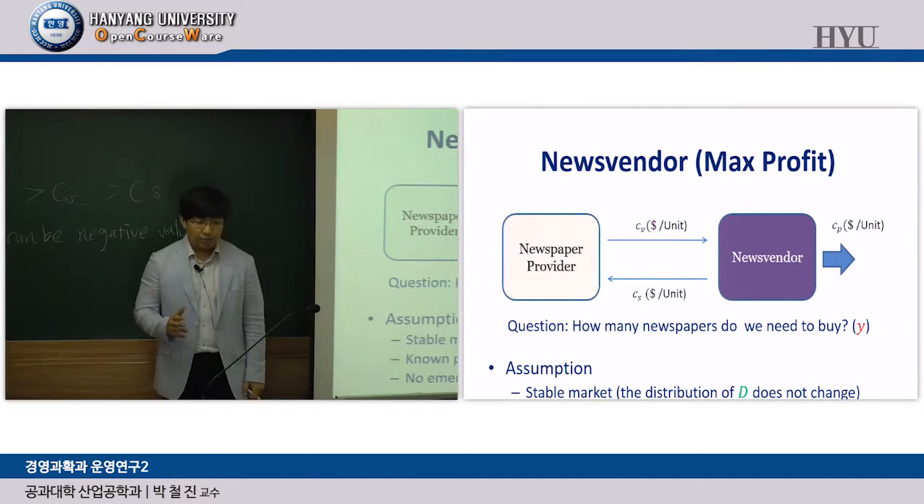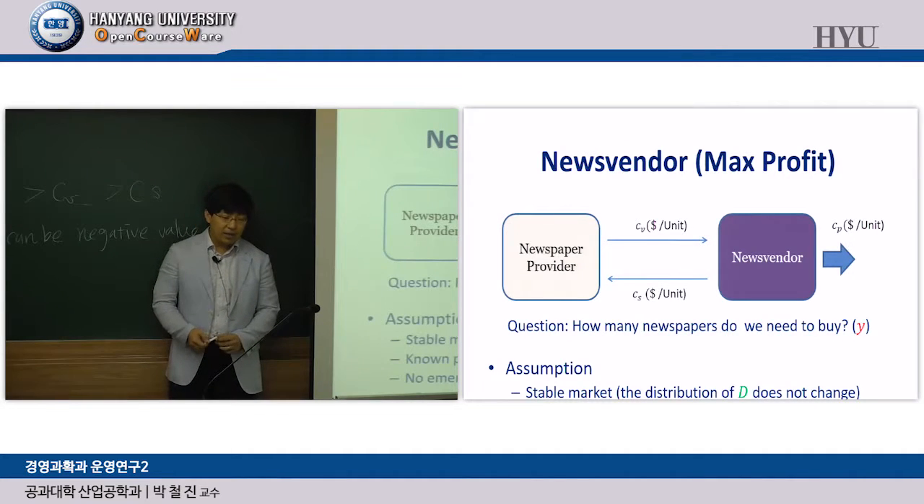There are some assumptions. First one, this market is stable. That means the distribution of demand D, a random variable, does not change as time goes on. Every day, demand follows the same distribution. Distribution name and parameter. We assume that this distribution of the random variable D does not change.